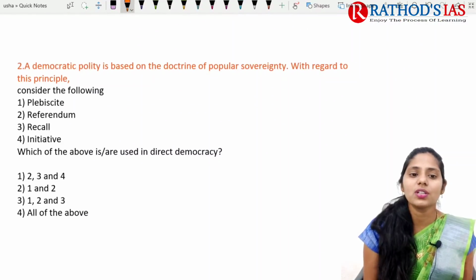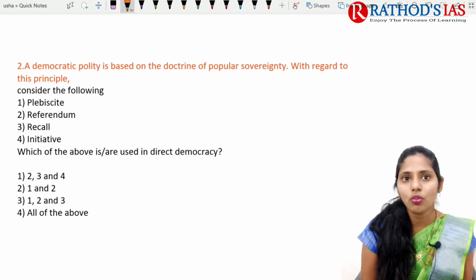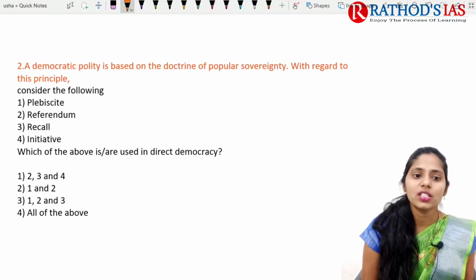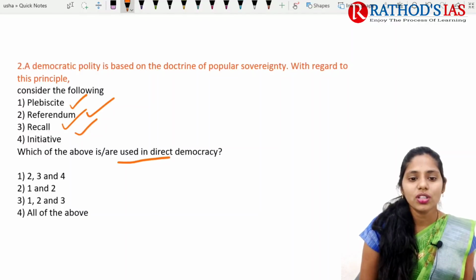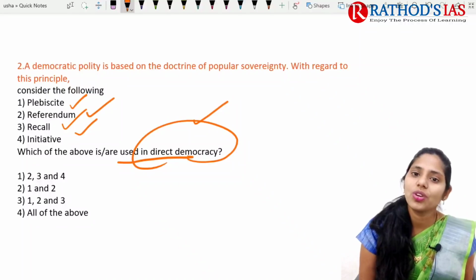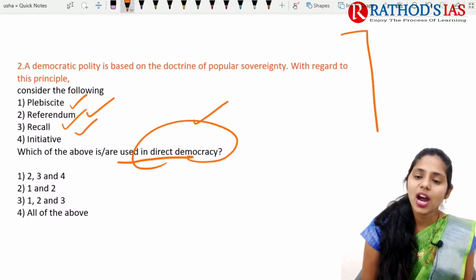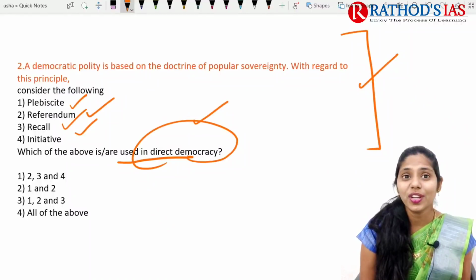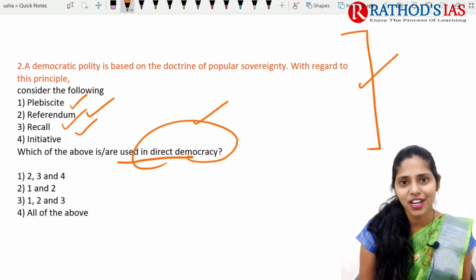And next one: democratic polity is based on the doctrine of popular sovereignty. With regard to this principle, consider the following: plebiscite, referendum, recall, initiative. Which of the above are used in direct democracy? This question is very easy. Try to answer these two questions and let me know your answers in the comment box. There is no negative marking, so this will boost your confidence.